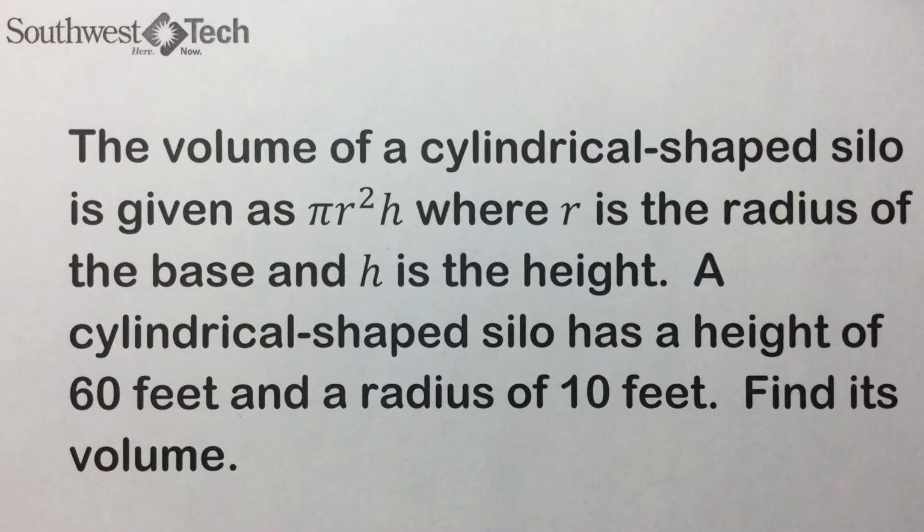To evaluate a polynomial in two or more variables, we substitute numbers for the variables. Then we compute using the rules for order of operations. Let's take a look at this application.